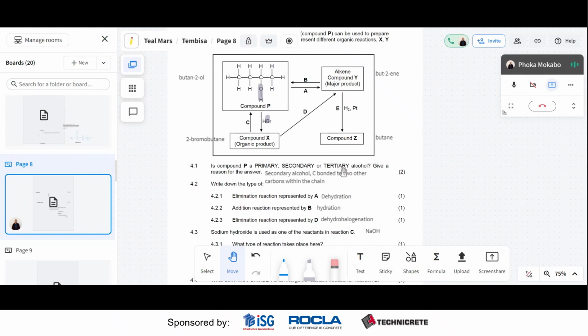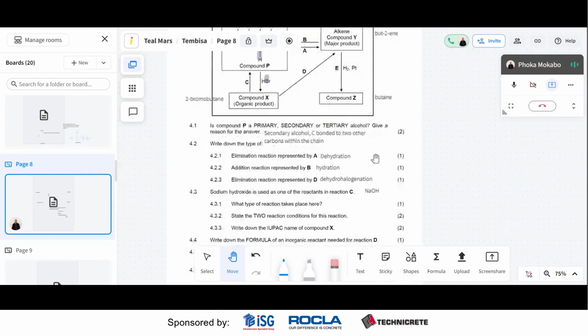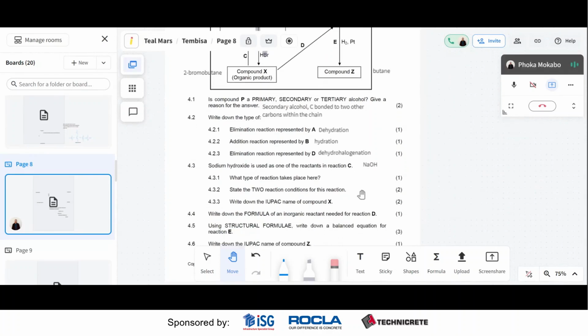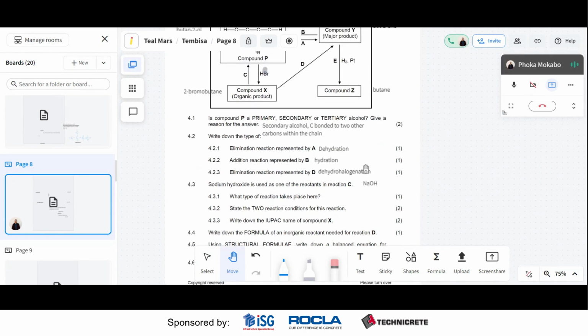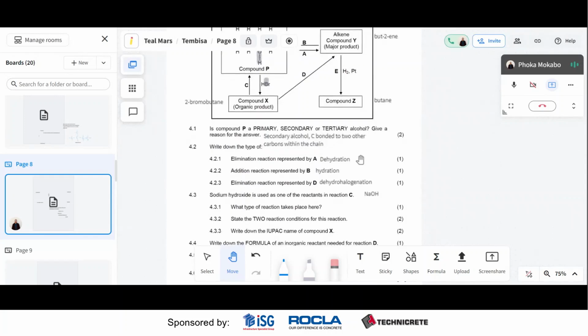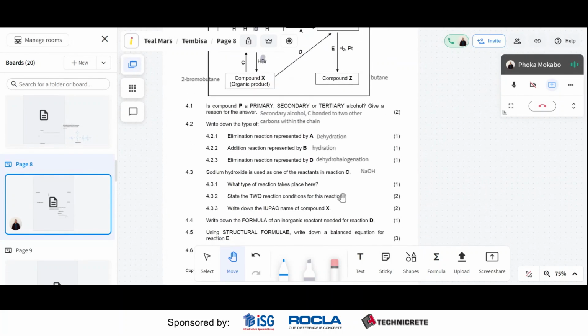Okay, so I think that was enough time. We can now look at it. So, what type of reaction takes place here? Okay, very straightforward. It is a substitution reaction, right? And not only that, it is specifically hydrolysis. It already stated that much. So, hydrolysis as a form of a substitution reaction.